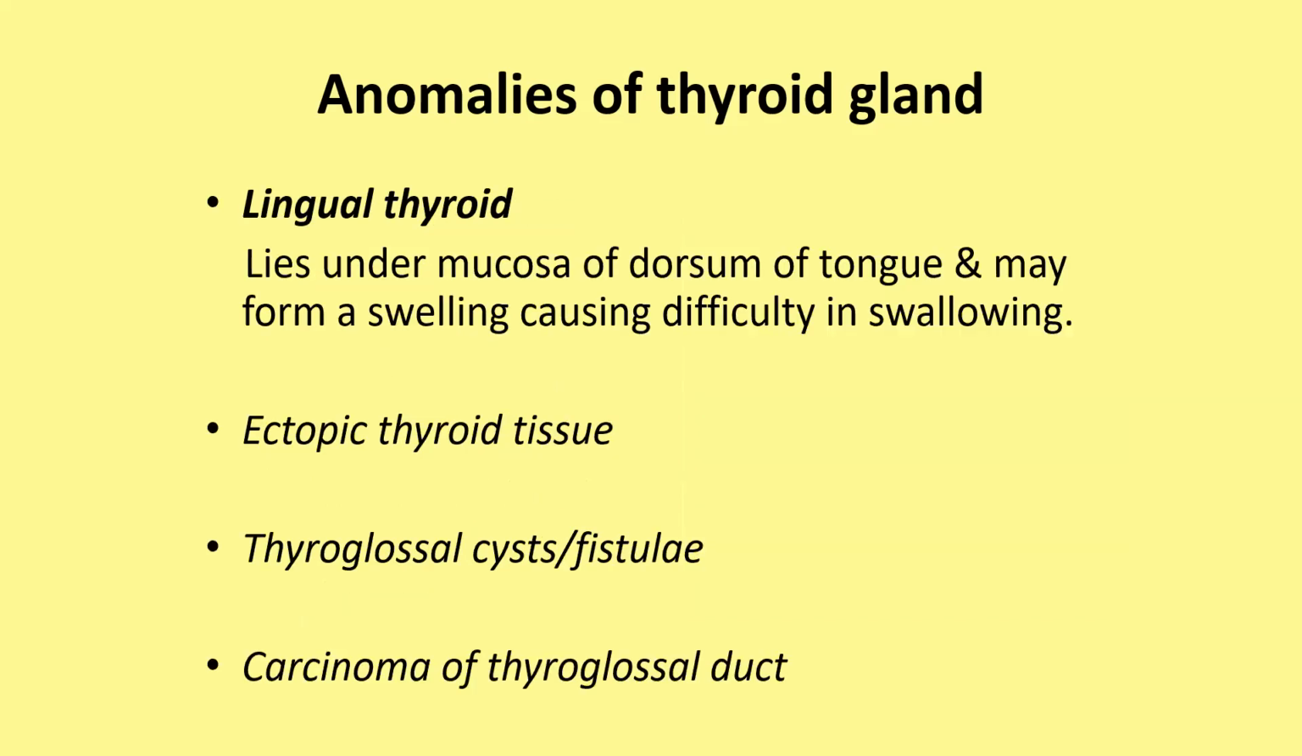Then we may have a lingual thyroid. So the thyroglossal duct starts developing from the foramen cecum. So it may happen that the thyroid gland develops in the tongue only, under the mucosa of the dorsum of the tongue. That swelling may cause difficulty in swallowing. Or development of thyroid gland may take place anywhere along the path of the developing thyroglossal duct. So ectopic thyroid tissue may be there, thyroglossal cysts or fistulae may be formed, and then carcinoma of the thyroglossal duct may also take place. So all these are the anomalies of the thyroid gland. And do mention the anomalies if you get a short note on the development of the thyroid gland.